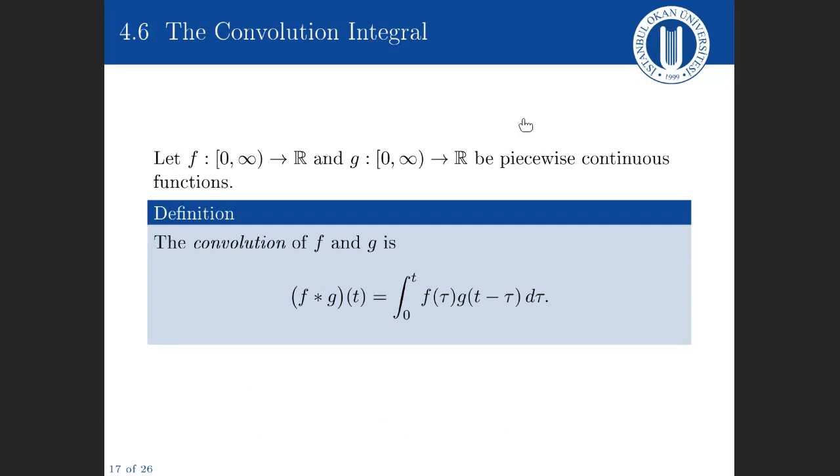We can combine these two functions together in a way which is called a convolution. The convolution of f and g is defined to be the integral from 0 to t, f of a dummy variable tau, g of t minus the dummy variable tau, d tau. This is the Greek letter tau, but it doesn't matter. You could use any letter here that you want to use, a z or an s or whatever it is, any letter apart from t.